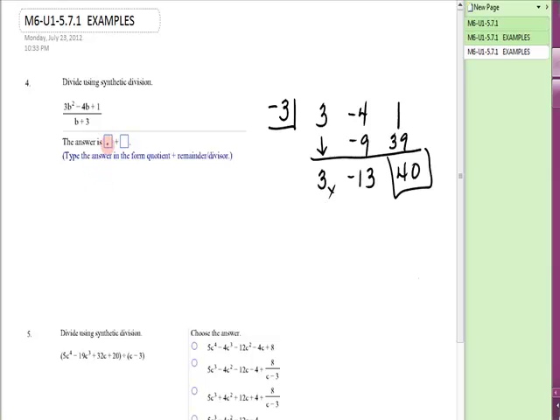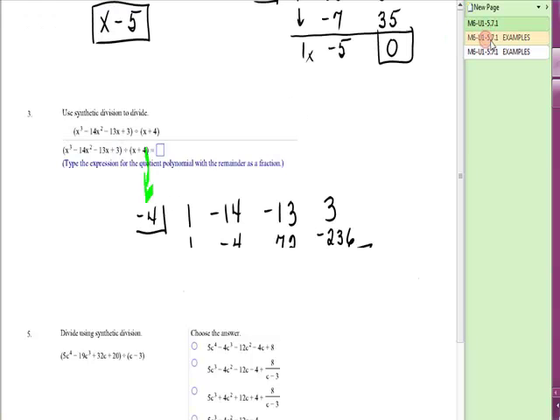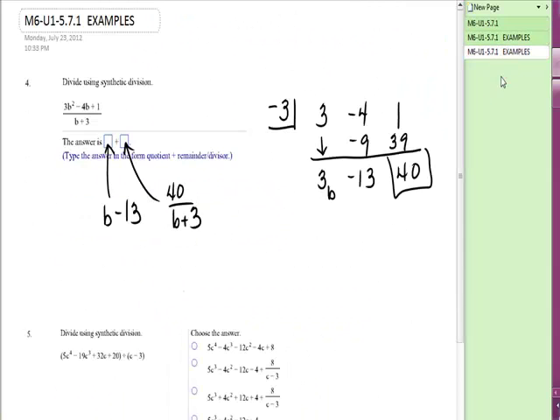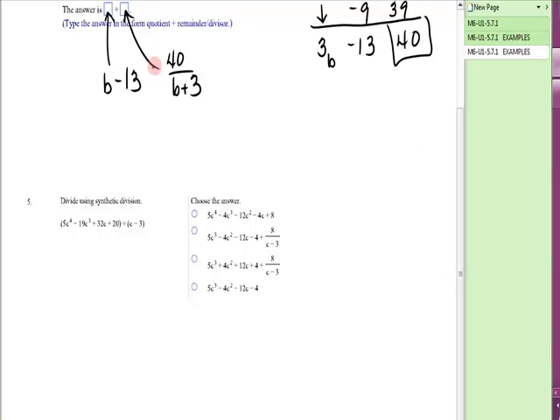So the answer is, in this box, we're going to put 3b minus 13 plus, we put the remainder over the divisor, which is 40 over b plus 3. I made a mistake. Sorry, I get caught up in x's, but it was really letter b, and sometimes people will mess up on that. Okay, so this one asked for the answer in that format. I don't think it did before. No, just on that one. So you don't have to put the plus sign because it has the plus sign.